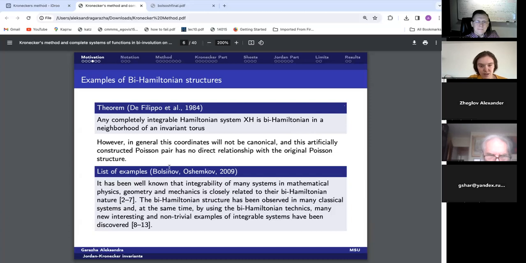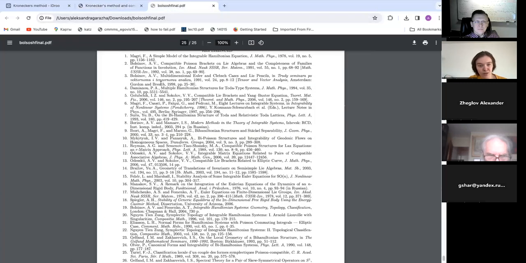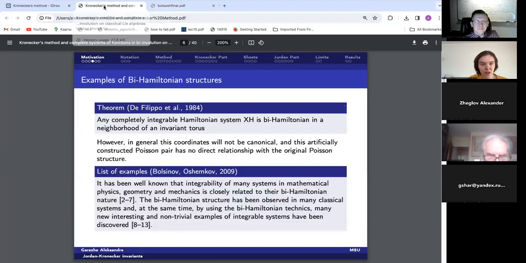And there are a lot of examples where this bi-Hamiltonian structure was found. So if you're interested, they can be found, for example, in this work of Bolsinov and Ashimkov. Yeah, maybe we can talk about it later, but it's just one source of them.